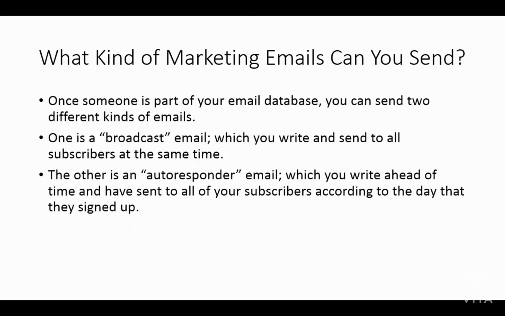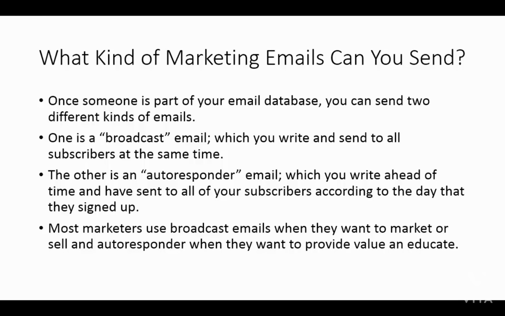Now, the other kind of email is called an autoresponder email or a sequenced email. This is one that you write ahead of time and have set up to be sent to all of your subscribers according to the day that they signed up. So if someone signed up on a Wednesday, they'll get the first email on Wednesday, the second one on Thursday, and the third one on Friday. These emails are scheduled, and they go out based on the day that the person actually becomes part of your list.